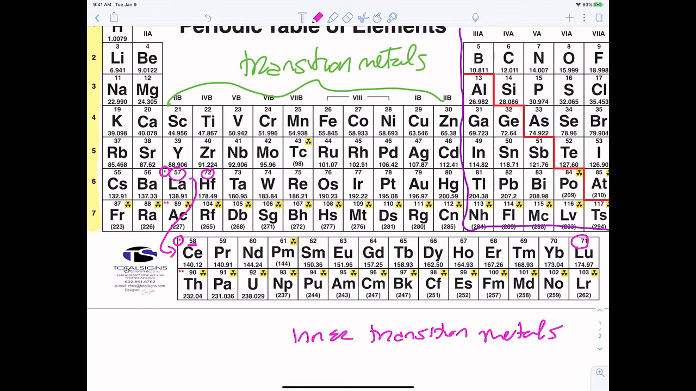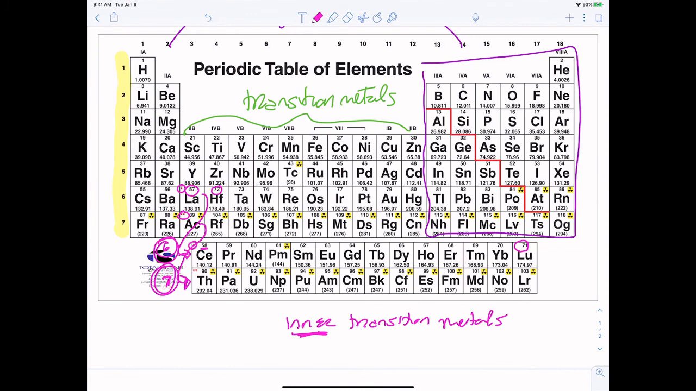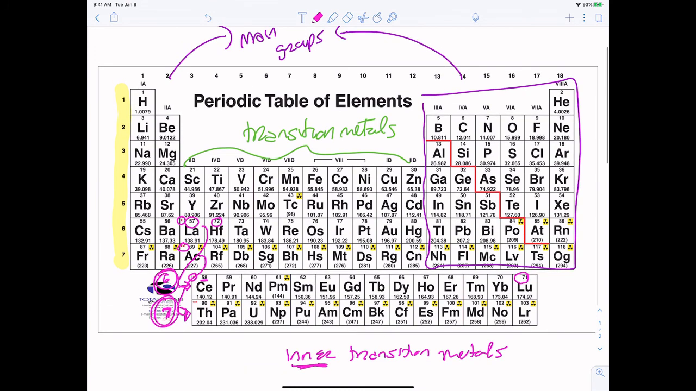If you were to split open the periodic table there and expand it, then this first row of my inner transition metals actually fits in there. That's how I remember the name, because they fit inner, they fit inside the transition metals. And then this is period 6, this is period 7, because these guys go down here. So this is part of period 6, this is part of period 7. The inner transition metals don't actually have group numbers. They have period numbers, but not group numbers.